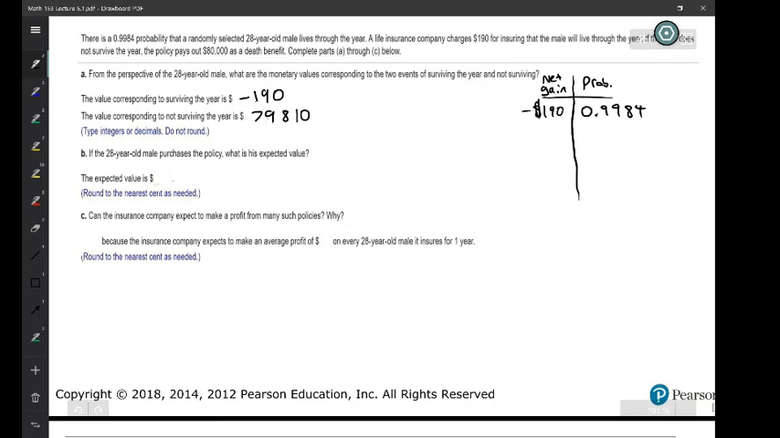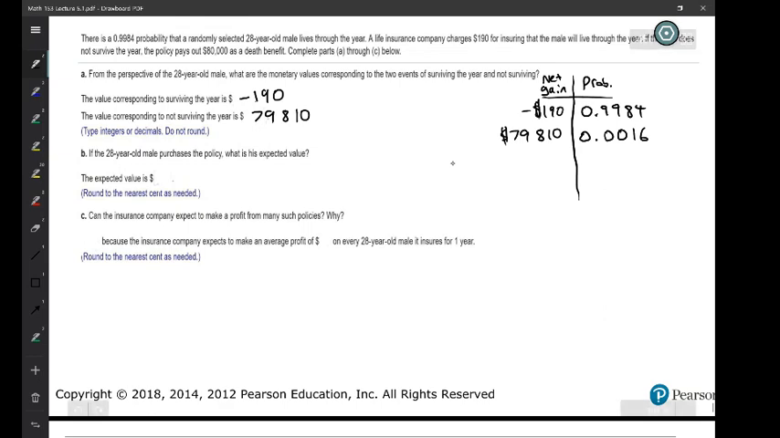But you either live or die in a year. So the complement of that: if he does die, then he gains 79,810. Well, factors in the people he leaves the money to. So that would be a probability, the complement of this, 1 minus 0.9984, which is 0.0016.